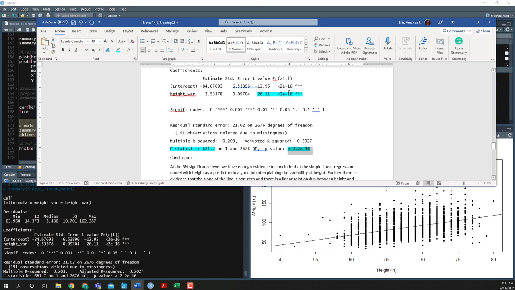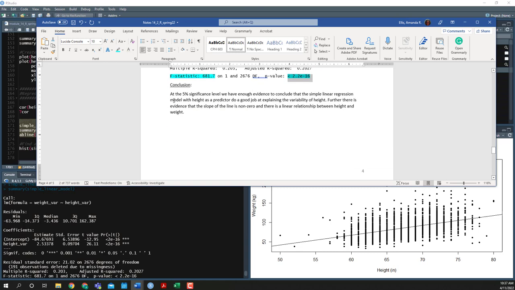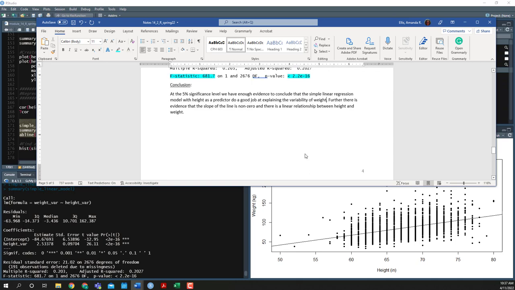Notice again we have a significant result here. So we can say at the 5% significance level we have enough evidence to conclude that the simple linear regression model with height as a predictor is doing a good job of explaining the variability, and again that should be weight. Further, there is evidence that the slope of the line is non-zero and there is a linear relationship between height and weight. So this is going to conclude this set of notes.